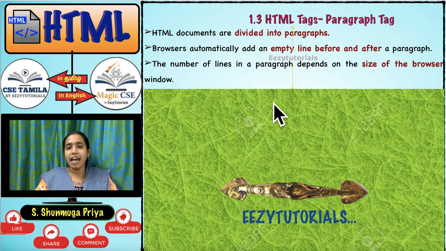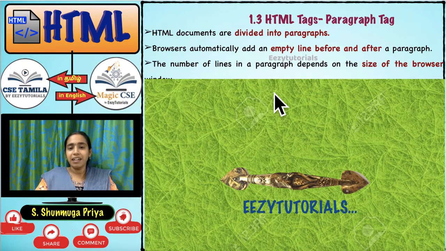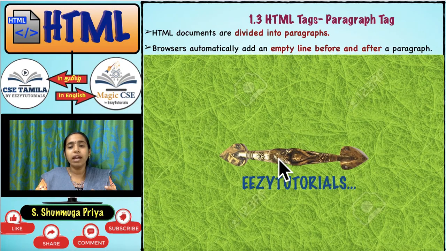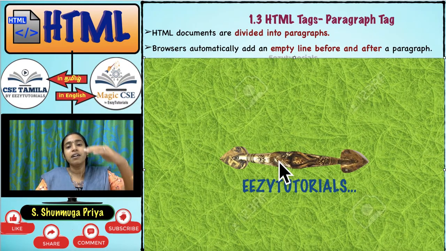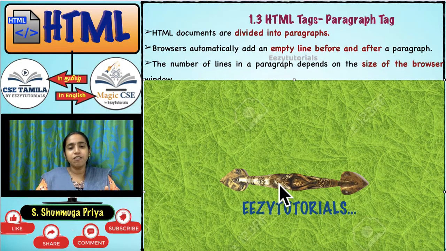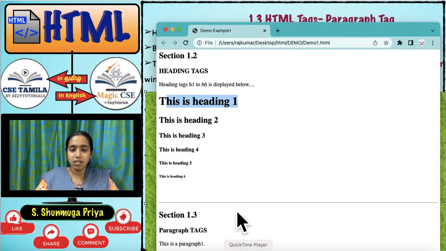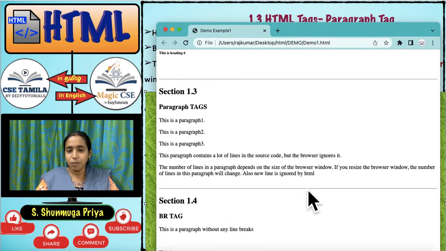So the next tag we are going to see is the paragraph tag. This also we have seen in the first programming example, right? The paragraph tag will divide the content into paragraphs. Every time, a new line or an empty line will be added automatically before and after a paragraph. A paragraph will start from a new line. The size of the browser window will decide how many lines are displayed in a paragraph. So based on this resizing, the content will change.